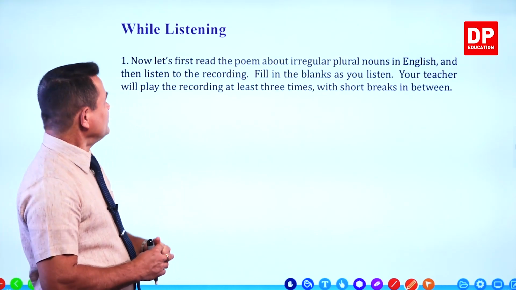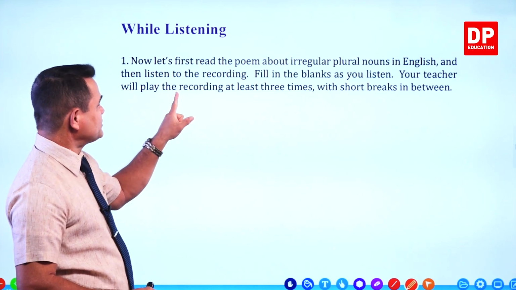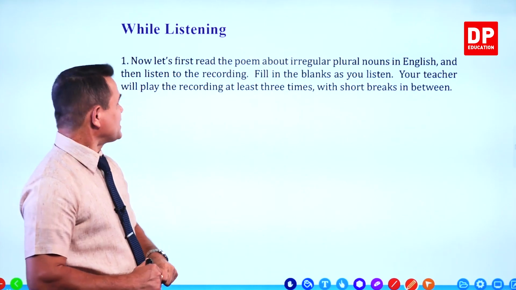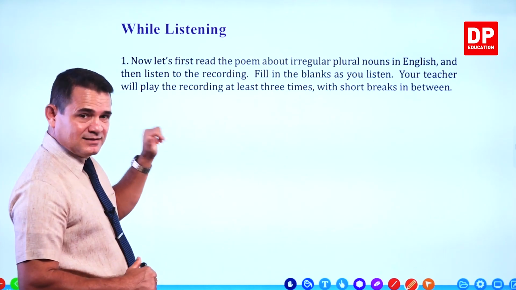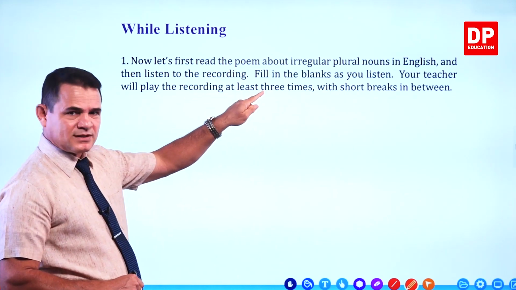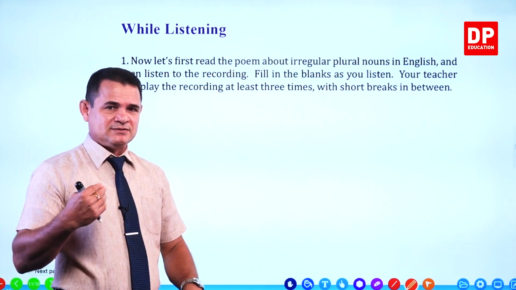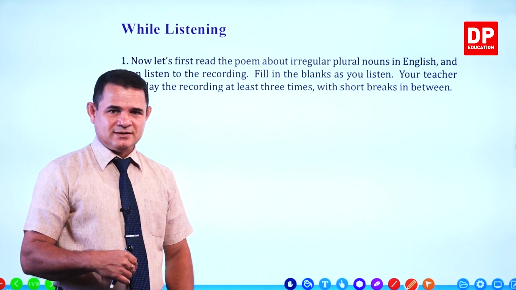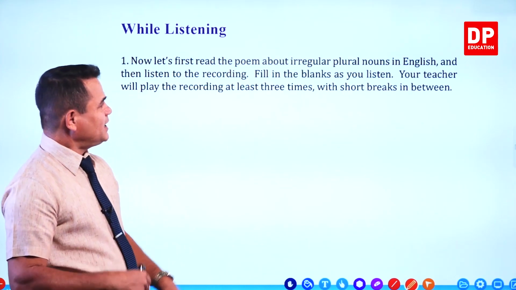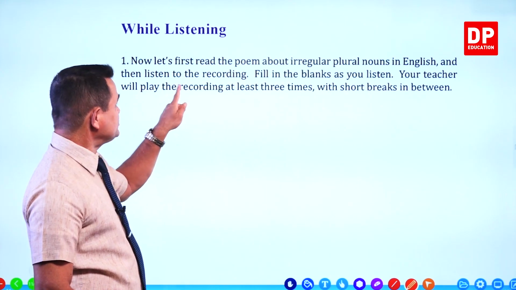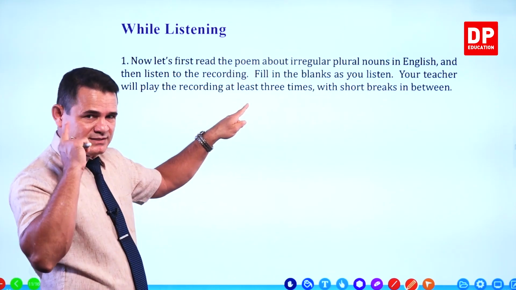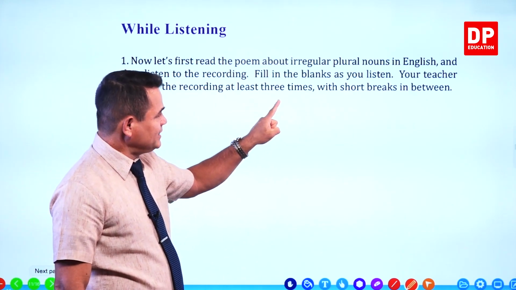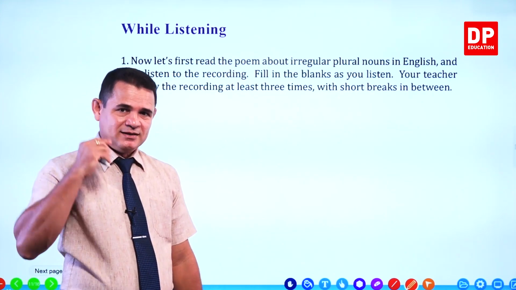Right. Now the next one is, let's first read the poem about irregular plural nouns in English and listen. Irregular plurals. Now we learnt about irregular plurals, that means අර එක ක්‍රමයකට plural හැදෙන්නේ නැති. Right? Irregular plurals. Nouns in English, and then listen to the recording. Then you are going to do a bit of listening. Then ඇහුම්කන් දෙන්න යන්නේ recording එකට. Fill in the blanks as you listen. අහගෙන හිස්තැන් පුරවන්න.